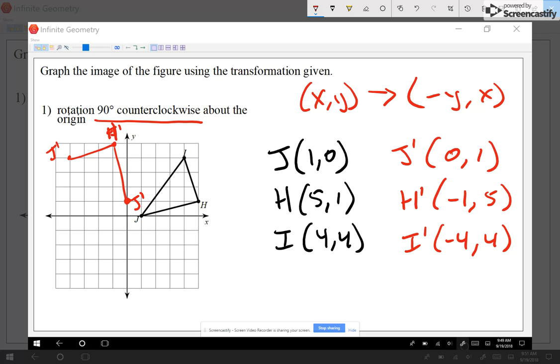When I connect my points, if you see it, it looks like I graphed the paper and I rotated it 90 degrees against the clock. Like probably you guys can visualize it. I just got the coordinates. I look at my rule to see what happens to my coordinates, and then I plug those in. Any questions on this one?